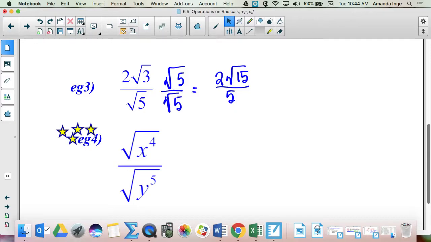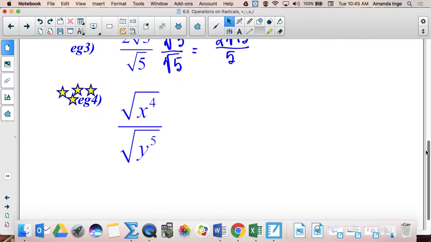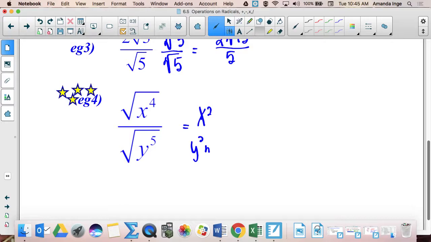On example number 4, you guys need to simplify this first before you do anything. Okay? So what's the square root of x to the 4th? X to the second. And this would be y squared square root of y, right? Everybody agree with that? Okay, all you want to do is get rid of the radical sign.